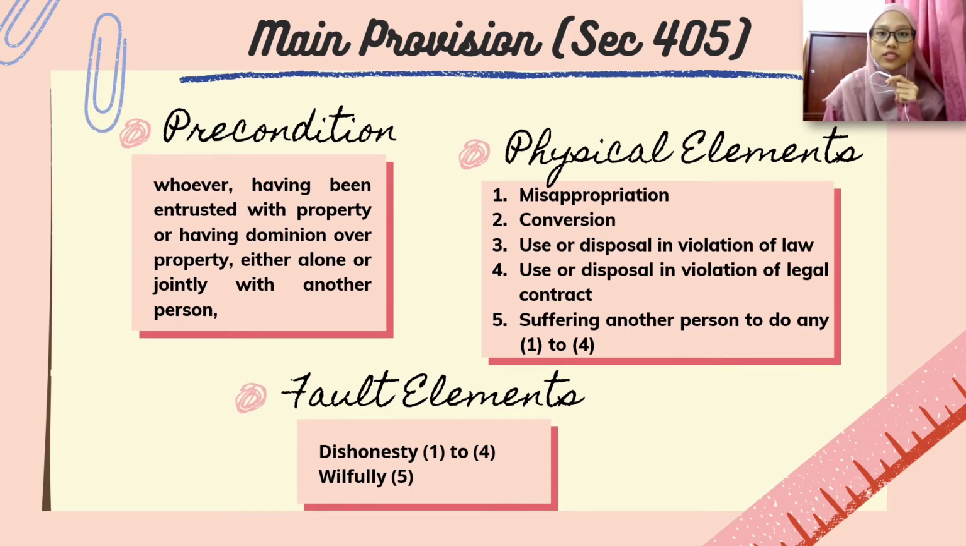Let's move on to the fourth element, or mens rea, for CBT. Dishonesty covers cases from 1 to 4, which are misappropriation, conversion, and use or disposal in violation of law or legal contract. On the other hand, willfully is the mens rea that covers cases whereby a person who has been entrusted with the state property suffers another person to do so. So the liability can also be imposed on that person. Further elaboration will be given by Genevieve.